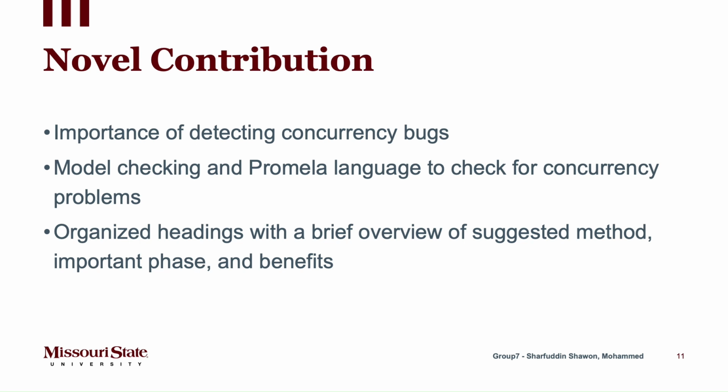So, to start with, our novel contribution focuses on the detection of concurrency bugs, which is a critical issue in software development because locating and finding the concurrency bug exactly can be a very time-consuming and challenging task. We have researched and put together methods using model checking in tandem with Promela language to help check for these problems.